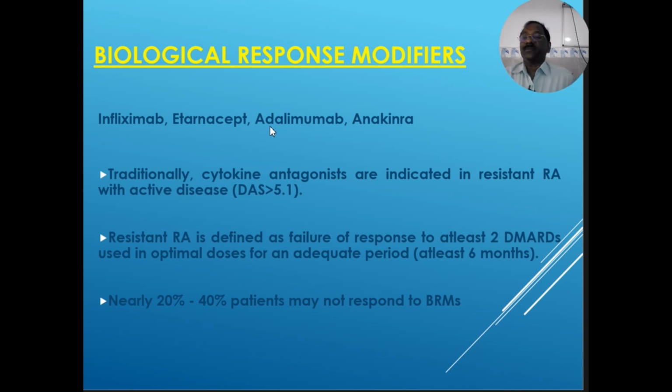Define resistant hypertension: 3 antihypertensive medications at the maximum optimal dosages, no response. That means the blood pressure is still more than 140/90. That is resistant hypertension. Second definition: using 4 antihypertensive medications, now the blood pressure is under control. Even then it is resistant hypertension. We have 2 definitions. One definition is 3 drugs, no response. Second definition, 4 drugs, responded. That is also resistant hypertension. Good. Nearly 20 to 40% of patients may not respond to the biologicals.